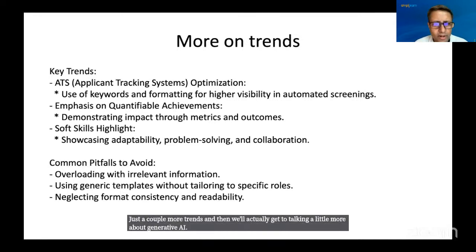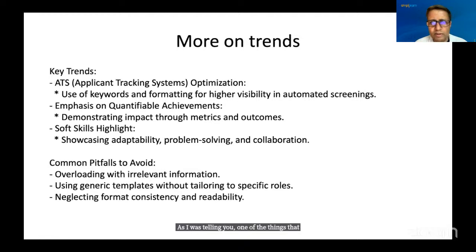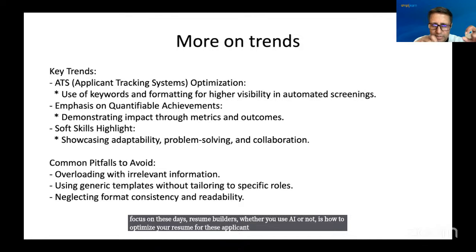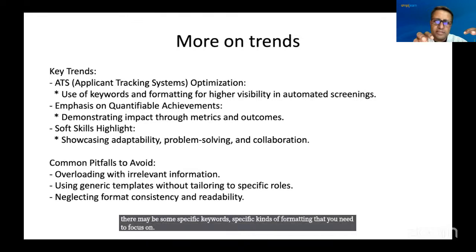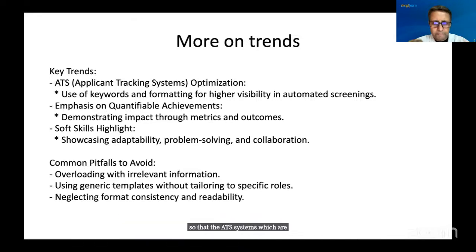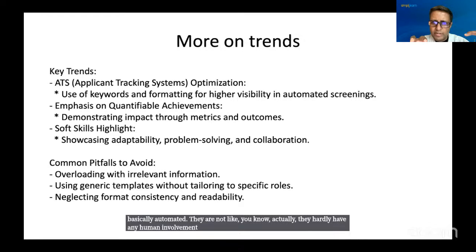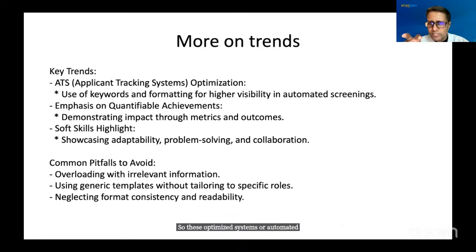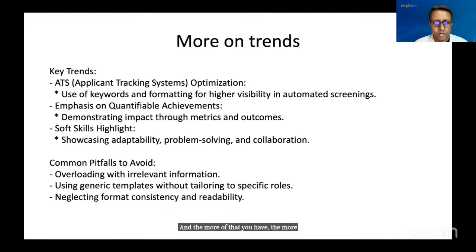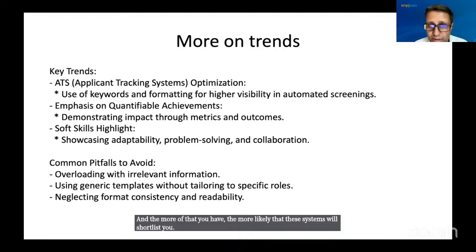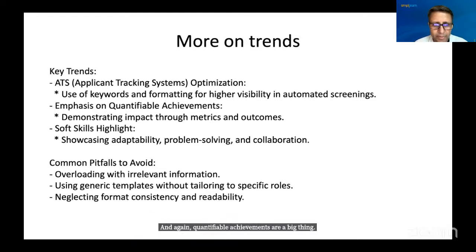As I was telling you, one of the things that resumes tend to focus on these days, resume builders, whether you use AI or not, is how to optimize your resume for these applicant tracking systems, right? There may be some specific keywords, specific kinds of formatting that you need to focus on so that the ATS systems, which are basically automated, they hardly have any human involvement. So these automated systems will look for certain characteristics in your resume, and the more of that you have, the more likely that these systems will shortlist you. And again, quantifiable achievements are a big thing, so call out any metrics that make sense.